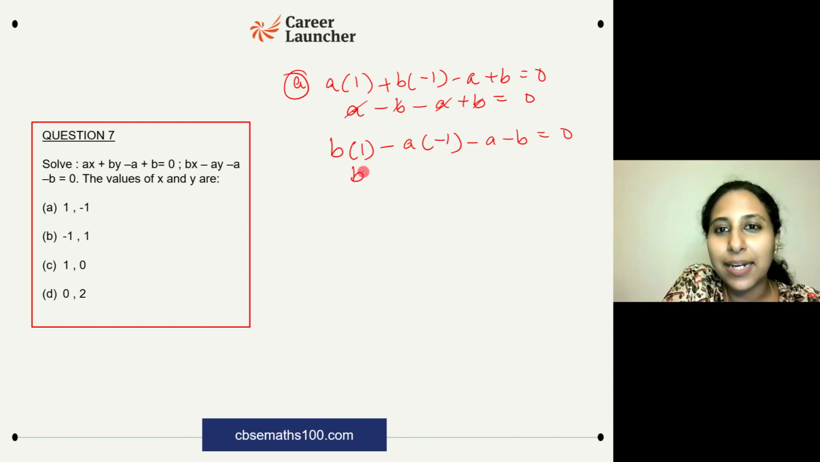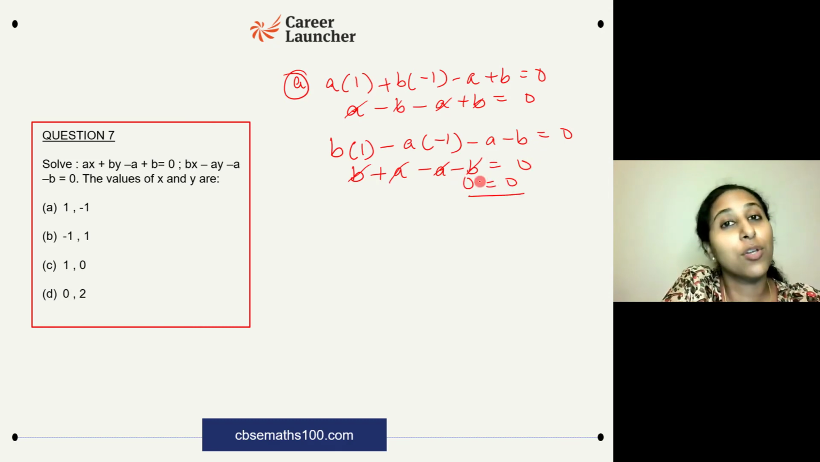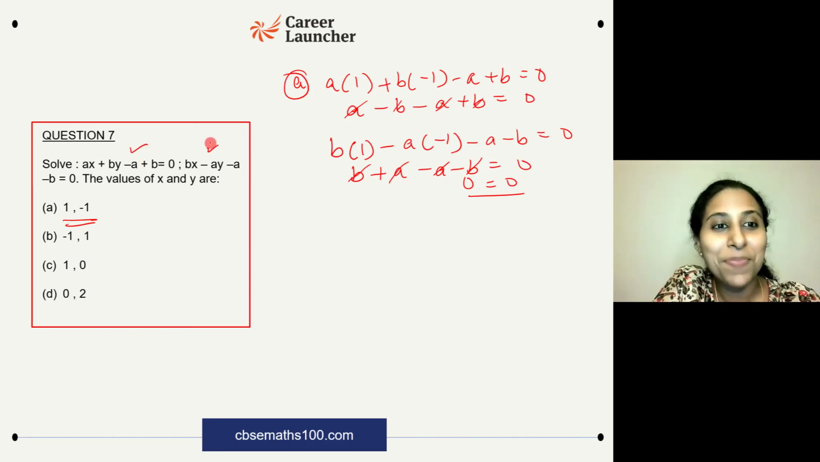Let's see whether this is correct. b plus a minus b is equal to 0. Oh yes, it is correct, because you can see over here b and b are getting cancelled, a and a are getting cancelled. So 0 is equal to 0 is true. This set of values satisfies both the equations given in the question. Hence, our answer should be option A.